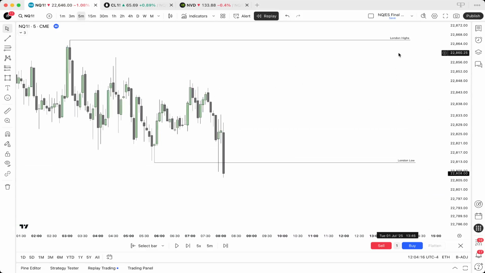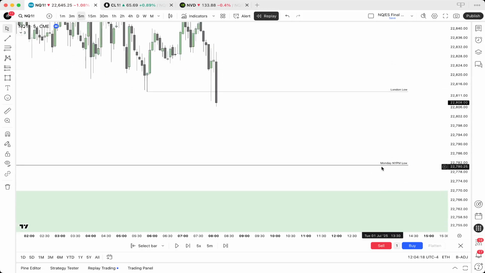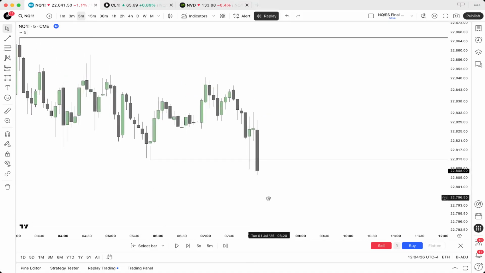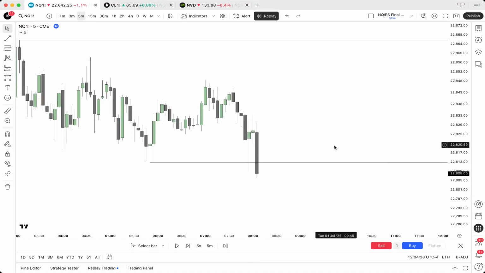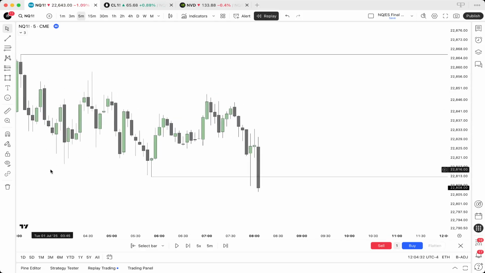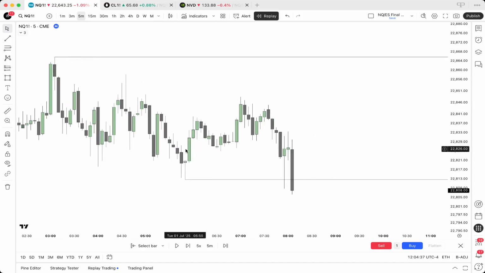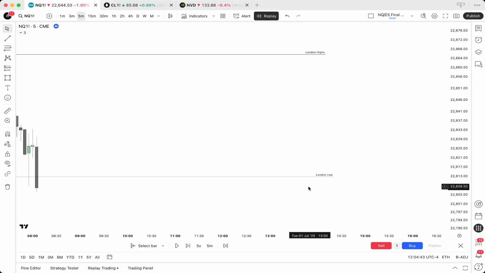Here we have marked out my London highs, my London lows, as well as my Monday New York PM session lows. And so what did we see happen here with NASDAQ on this 5-minute time frame? Well, this is what was happening. Here we see, first of all, London had a very small accumulation and a very non-aggressive bearish trend lower, and then finally formed this 5:50 a.m. low here, which was the base, the London low session, which I have marked here.